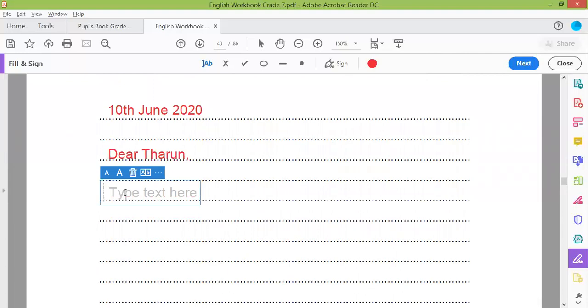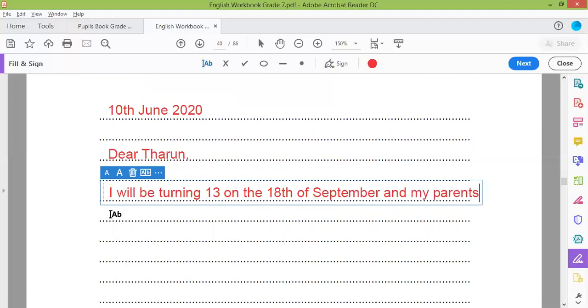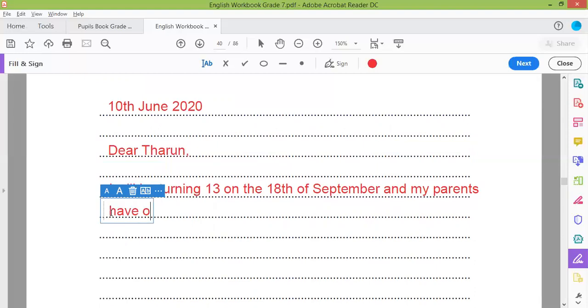Okay, let's write to Tarun. Dear Tarun, I will be turning 13 on the 18th of September, and my parents have organized a birthday party for me. Okay, right.